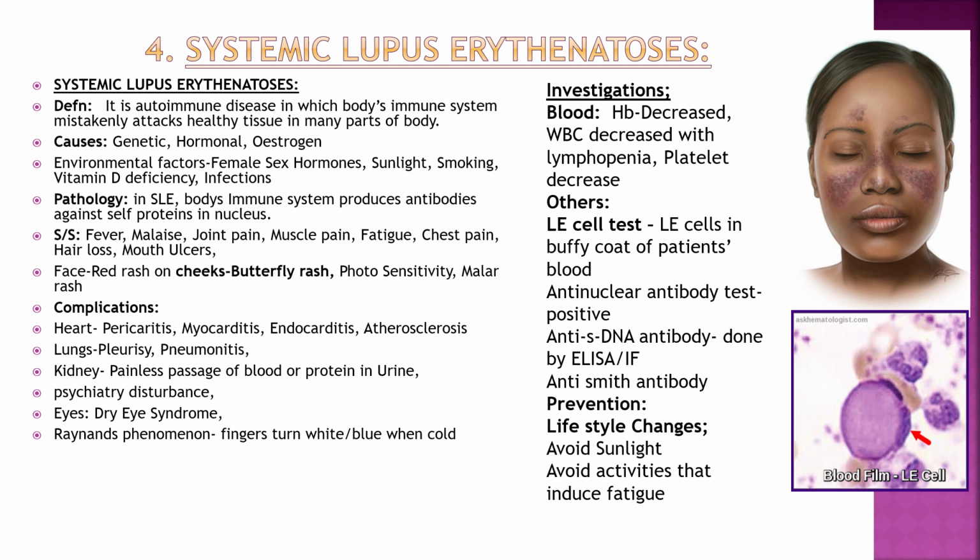Investigation: blood hemoglobin decrease, WBC decrease with lymphopenia, platelet decreased. LE cell test can be done. LE cells are seen in the buffy coat of patients. In this picture you can see them. Then antinuclear antibody test positive, anti-dsDNA test by ELISA or immunofluorescence positive, anti-Smith antibody test. Prevention can be lifestyle modifications, avoid sunlight, avoid activities that induce fatigue. In this picture you can see a female with the butterfly rash, that is rash present on the cheeks.